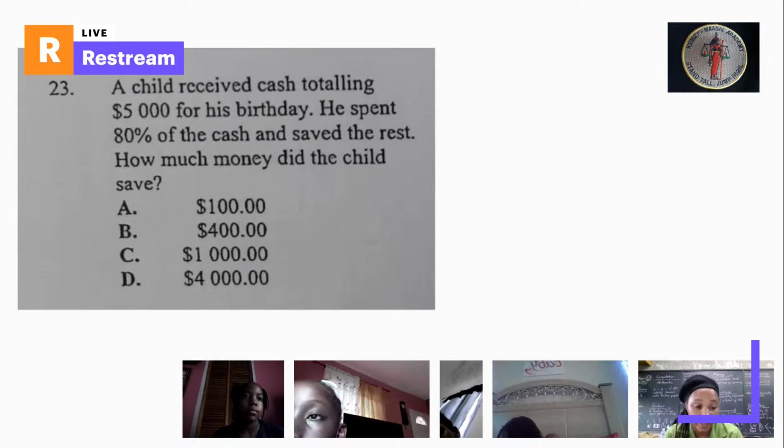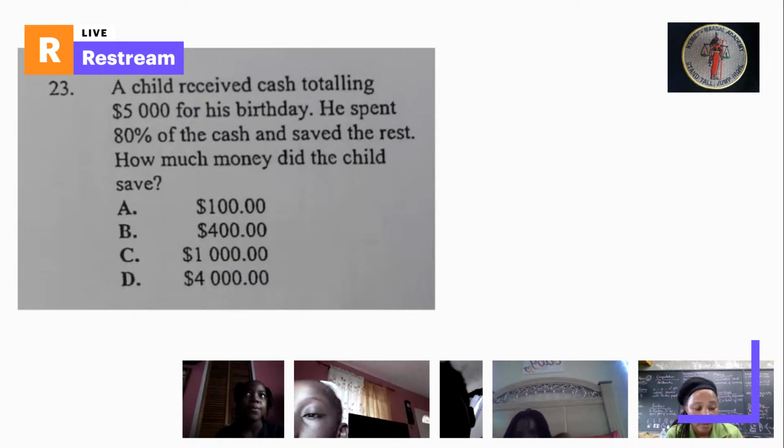5,000 over 80? What made you do that? I cross multiplied because when you're finding percentages, you normally take the regular number and you cross multiply. So when you put 5,000 over 80 times 100, does that give 1,000? No.